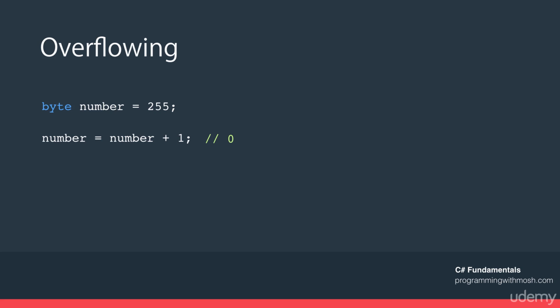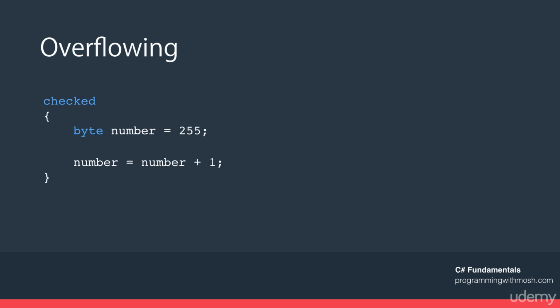Now, sometimes this is not desirable in your application. You want to stop overflowing. If that's the case, you need to use the checked keyword. So here is how it works. We have the checked keyword, followed by curly braces, which indicate a code block. And inside that block, we have the variable declaration and any kind of arithmetic operations.